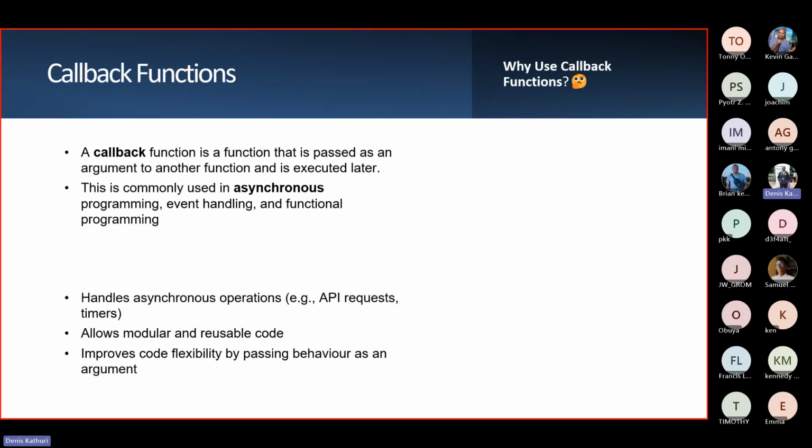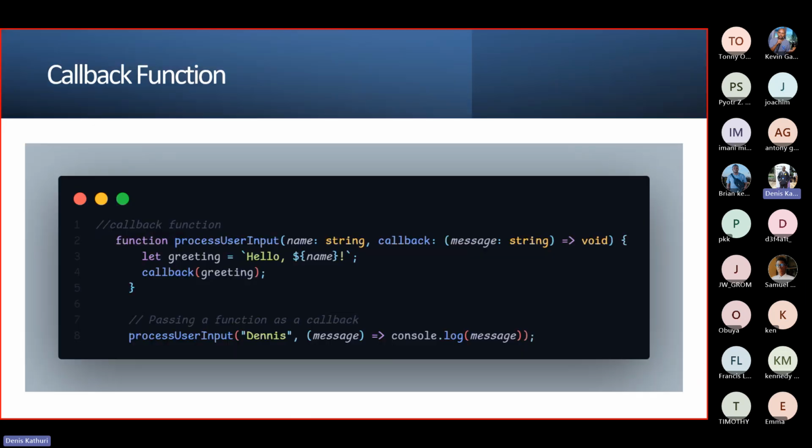And why use callback functions? They handle asynchronous operations, like an API request or timers. They also allow modular and reusable code, and improve code flexibility by passing the behavior as an argument. So an example of a callback function is this one here.